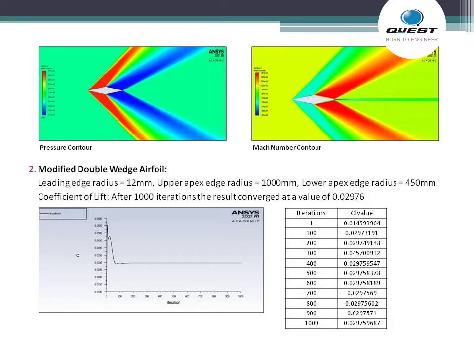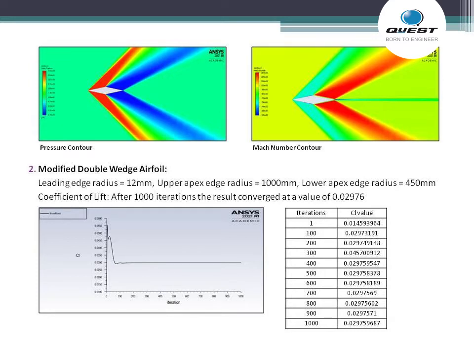Next, we have the modified double wedge airfoil. Here, the standard airfoil was modified by making the sharp edges into smooth curves by providing fillets of radius 12 mm, 1000 mm and 450 mm respectively to the leading edge, upper apex edge and the lower apex edge.